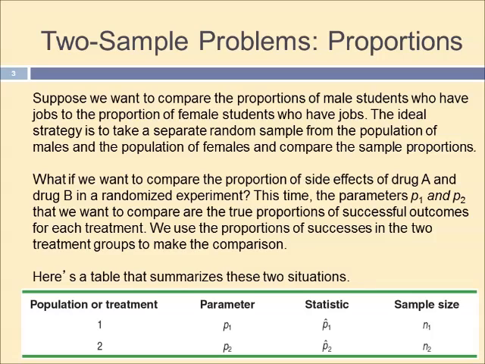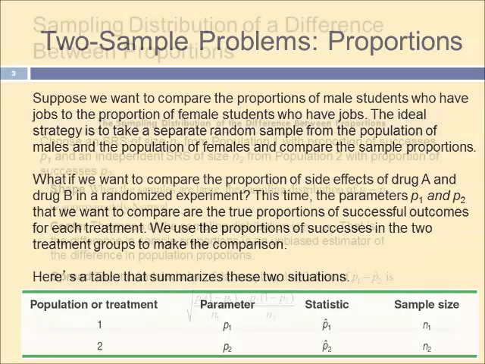So, here is the table that summarizes these two situations. We have two populations, or two treatments. Each has an unknown parameter, P1 and P2. And we take samples from each population and calculate the sample statistics, that is the proportion in one sample and the proportion in the other, and we need to know the sample sizes of each sample.